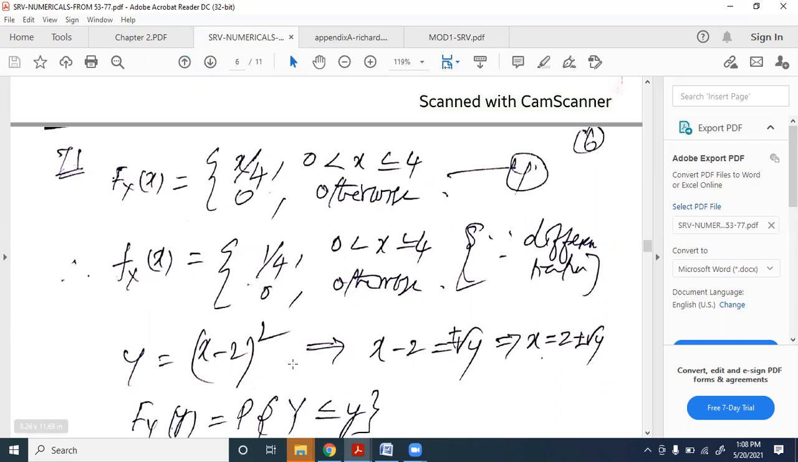So y is given as (x minus 2) whole squared. When y is this, then x minus 2 will be plus or minus root of y, and that will give us x is equal to 2 plus or minus root y.